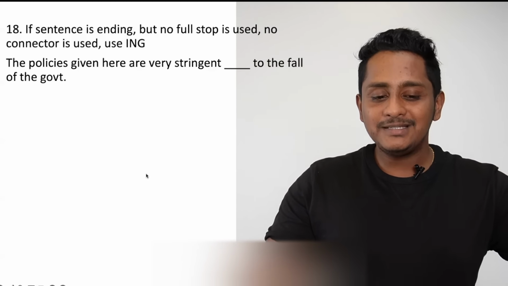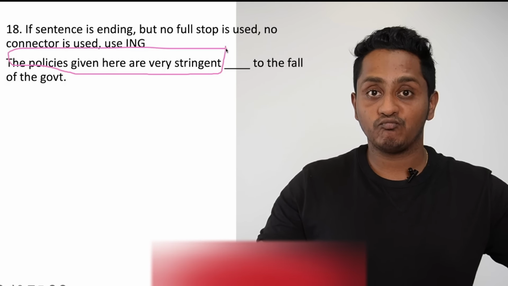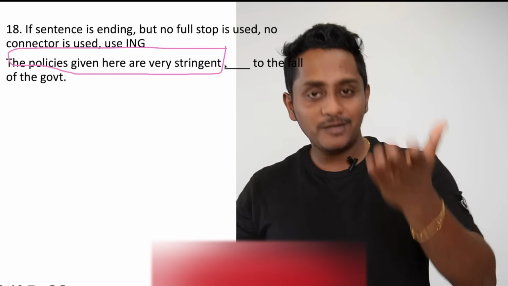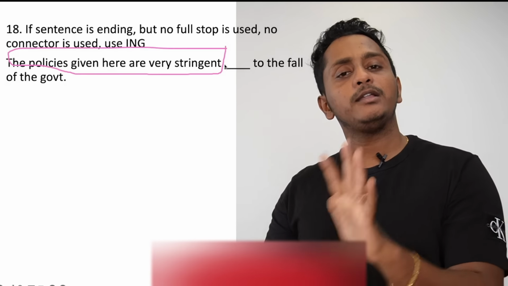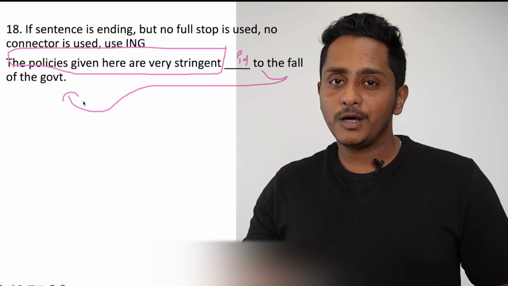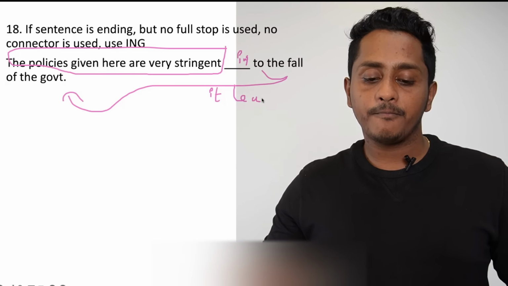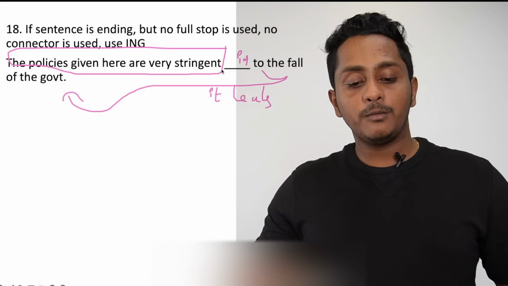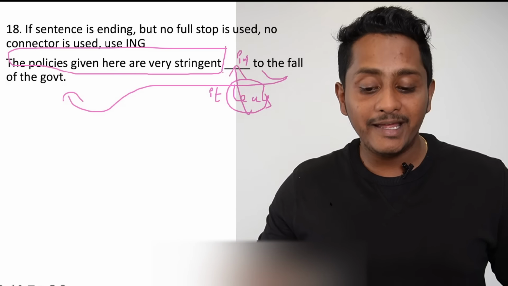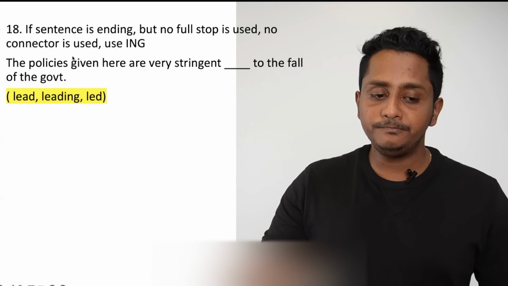The policies given here are very stringent. End of a sentence. End of a sentence, put a full stop. Add a connector and continue. Then use ing. Dash the fall of the government. Full stop. It leads. You don't want to put a full stop, then leads has to be converted to leading. Remember this.